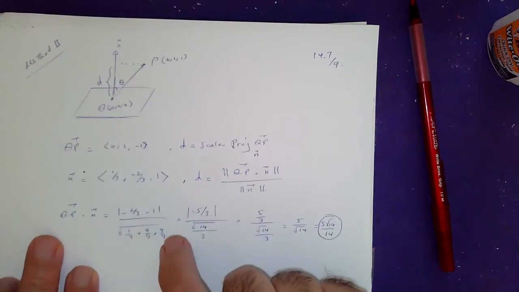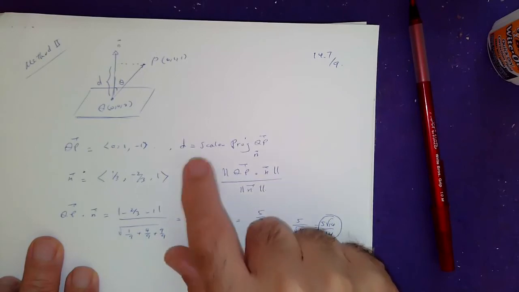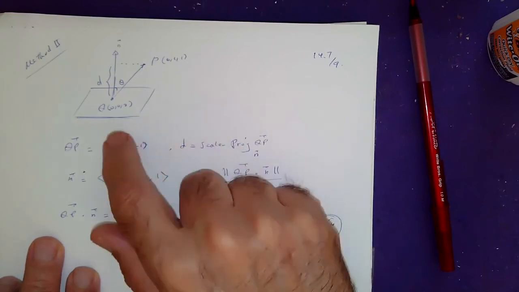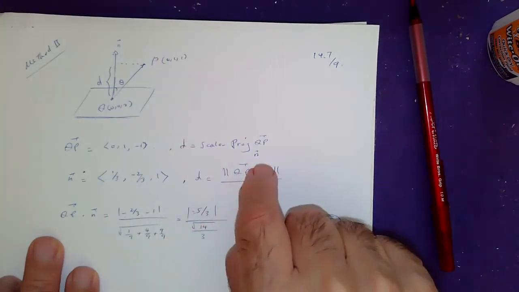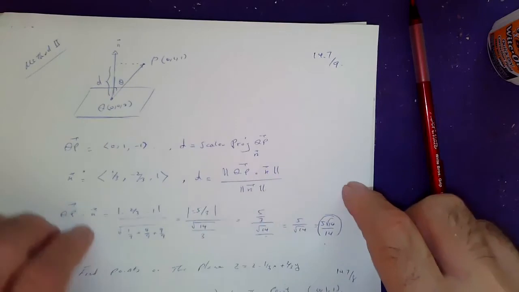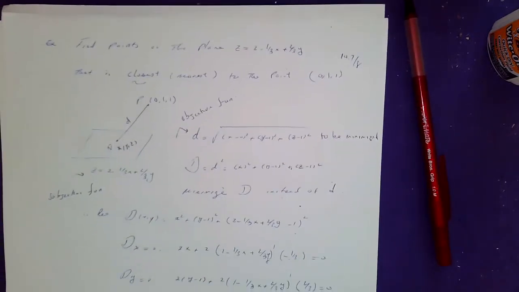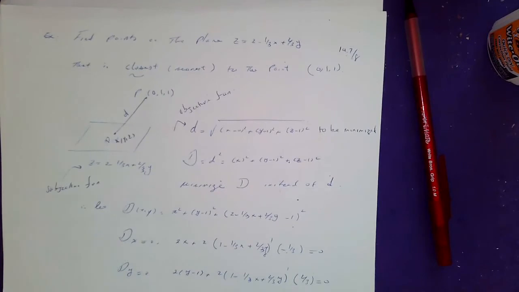Remember, we used the projection. And we found out that d is a scalar projection of QP onto the normal vector. And we came up with an answer. So suppose now we do it by the methods we have learned in this section, 14.7. How would you do this?